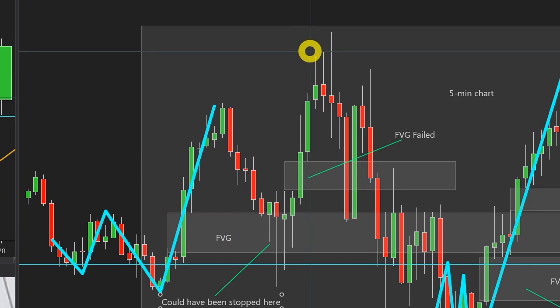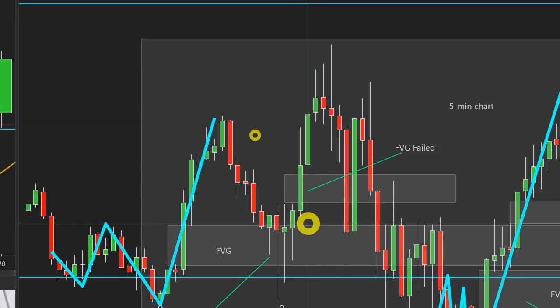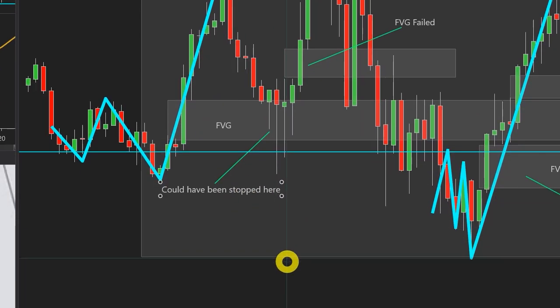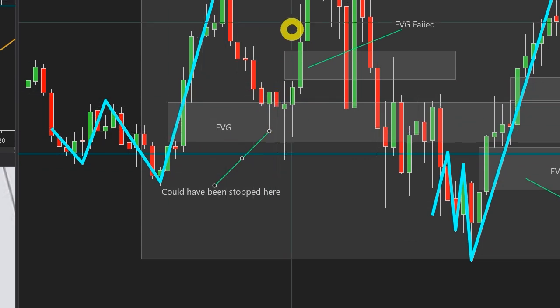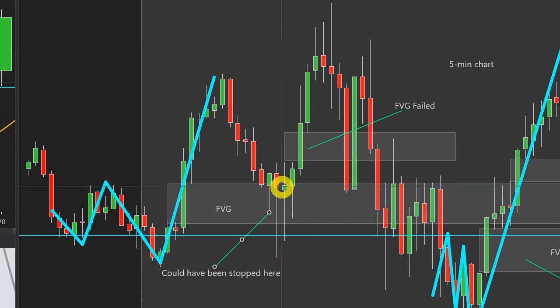It could have easily gone in my favor, and it did go in the right direction for it, but it just spiked down right here, right? So if it wasn't for that, I would have entered on this green candle right here coming back into the fair value gap. I would have entered for a long right here, and I would have hoped for this kind of move right away.